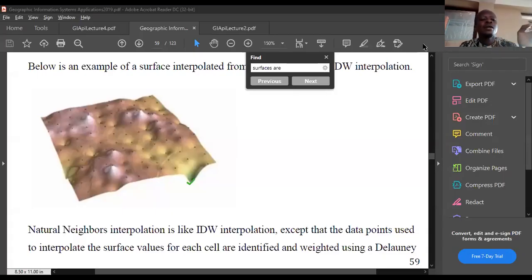Like I said, the surface that we are looking at right now is an example.